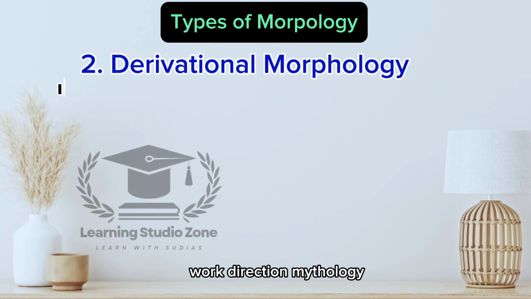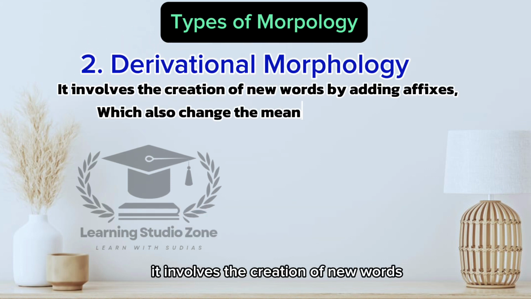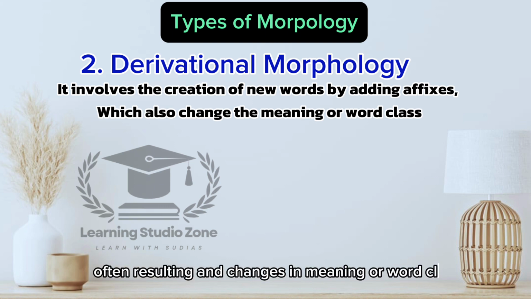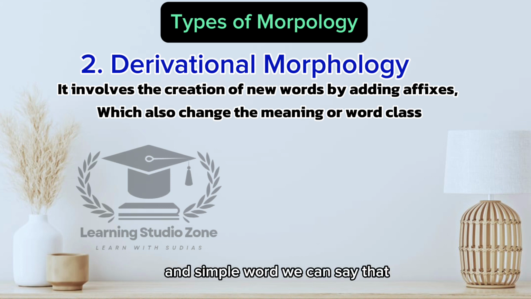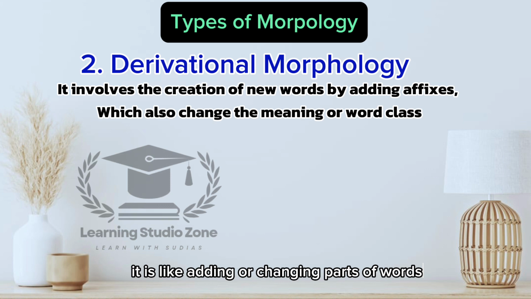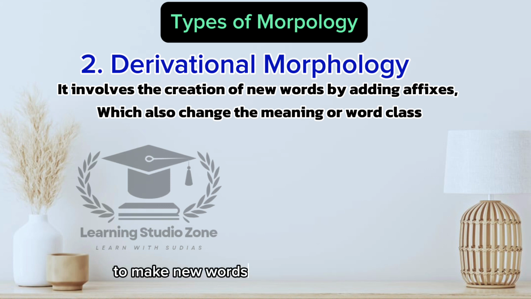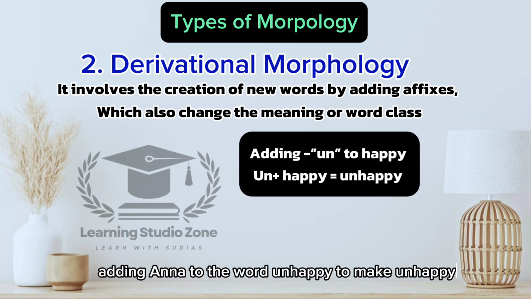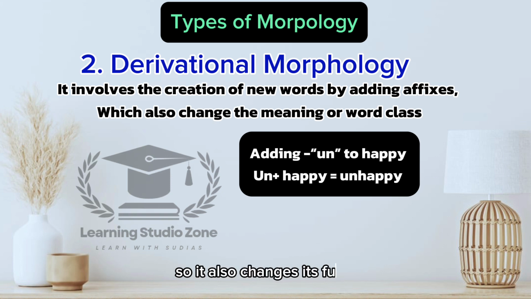Derivational morphology. It involves the creation of new words by adding affixes to existing words, often resulting in changes in meaning or word class. In simple words, it is like adding or changing parts of words to make new words or changing their meaning. For example, adding un to the word happy to make unhappy, so it also changes its function.